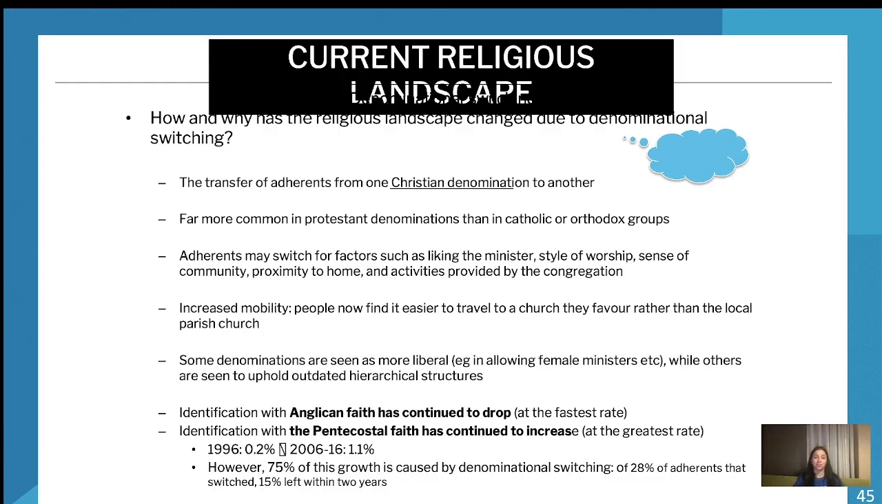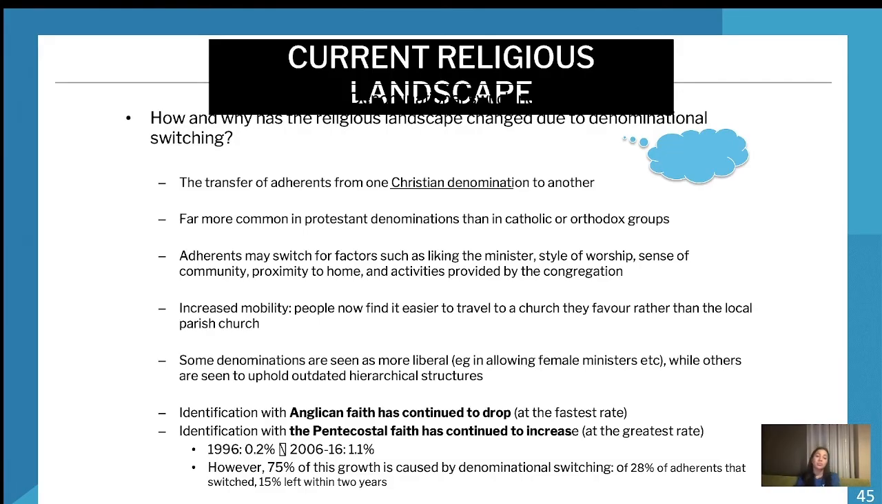Now, how and why has the religious landscape changed because of denominational switching? So I'm so sorry, guys, I know this topic gets dull, and it's literally just content. But you really just have to understand it. If you can make these connections, you're completely fine. I feel like it's one thing to memorize it all, but another to just sit with it. It's not hard to understand, don't get me wrong, but there's just a lot of it. So just being able to make connections wherever possible is definitely worthwhile.